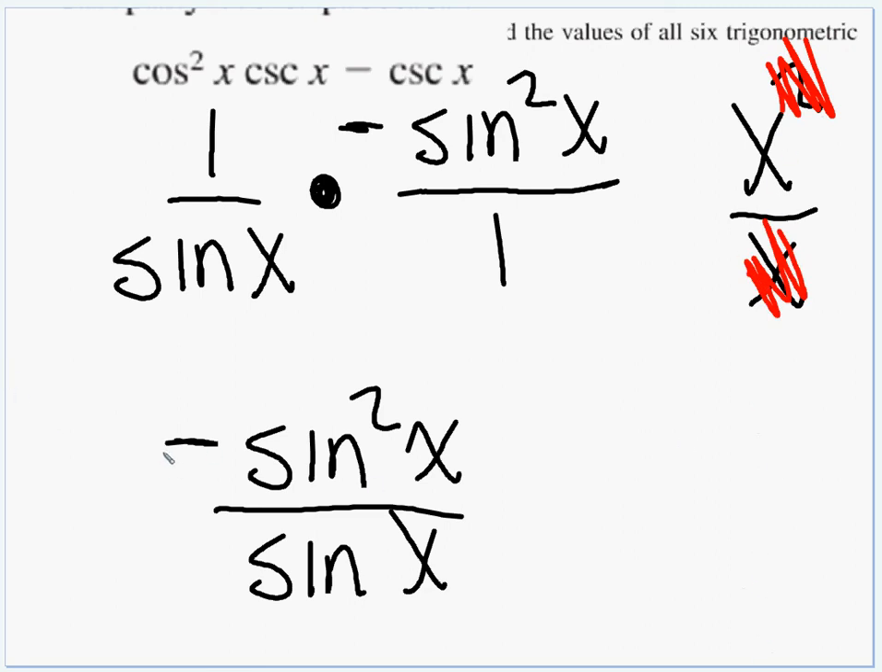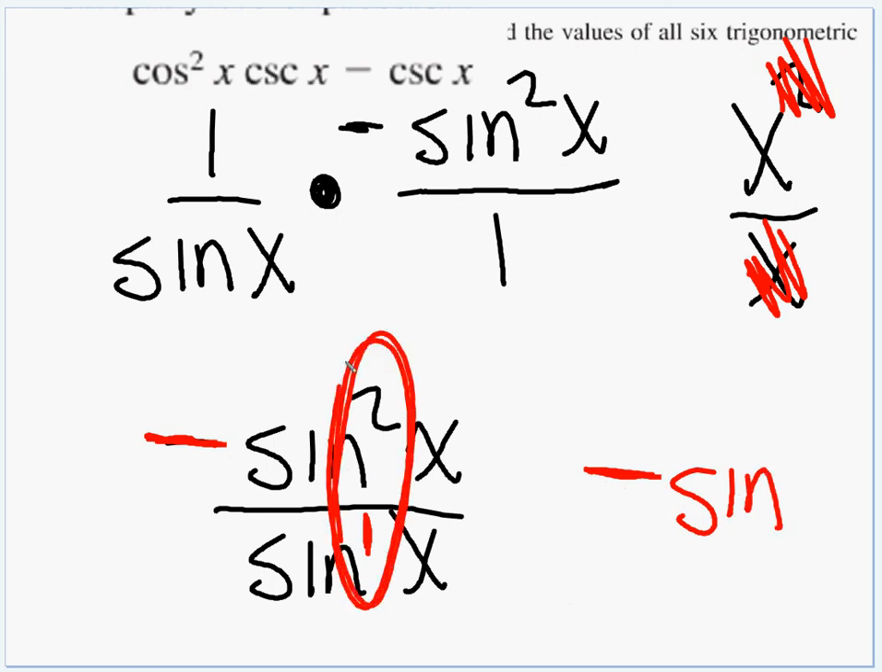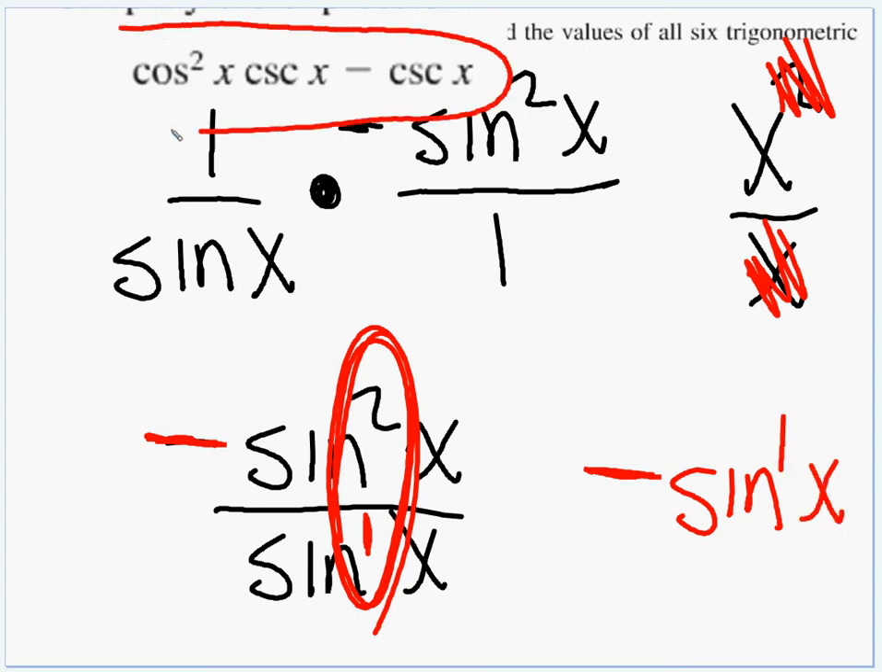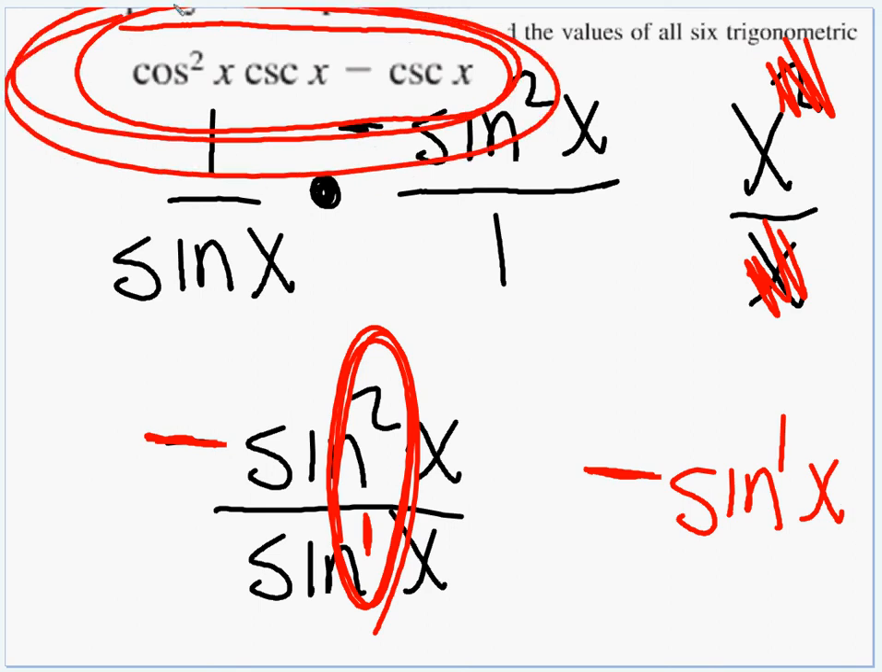Same thing's going to happen here with the signs. We are going to keep our negative. But here we would subtract exponents. We're dividing the same base, sine over sine, so we subtract the exponents. 2 minus 1 is 1. So negative sine of x is the exact same thing as all of this. Those are equivalent expressions.